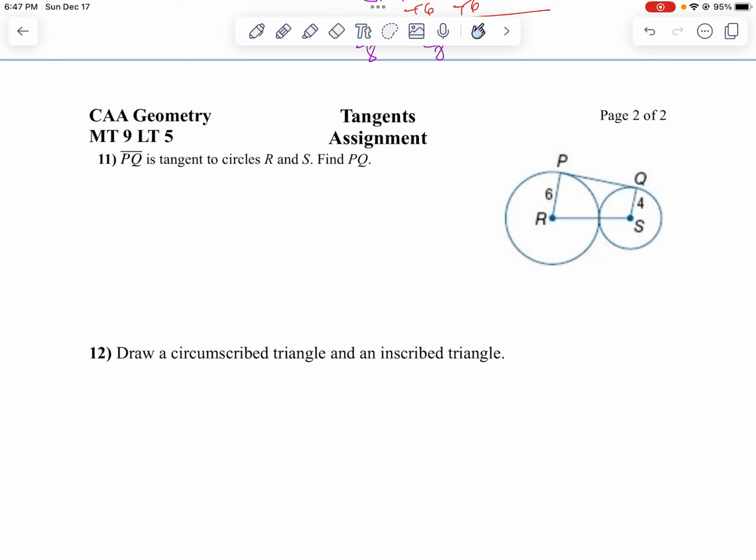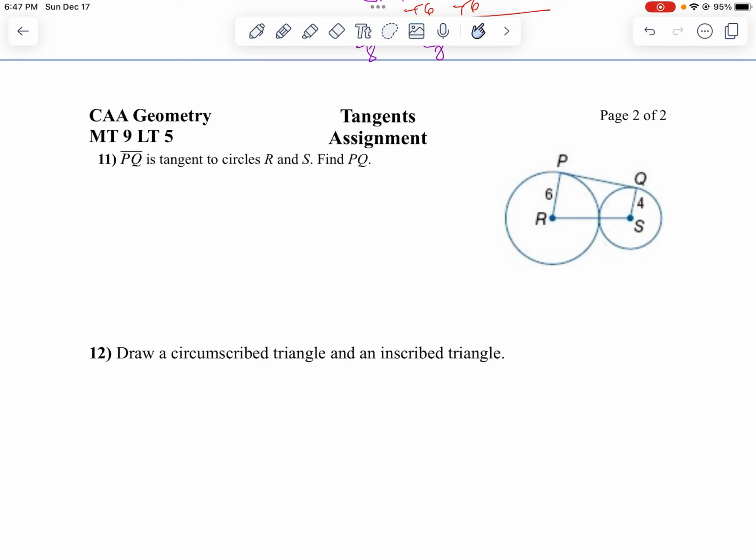Question 11 is kind of confusing because it's not a parallelogram. It's not even a trapezoid because RS and PQ aren't parallel.